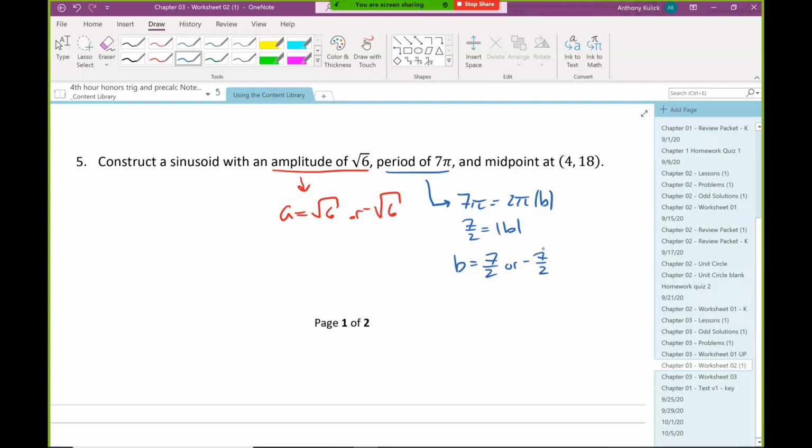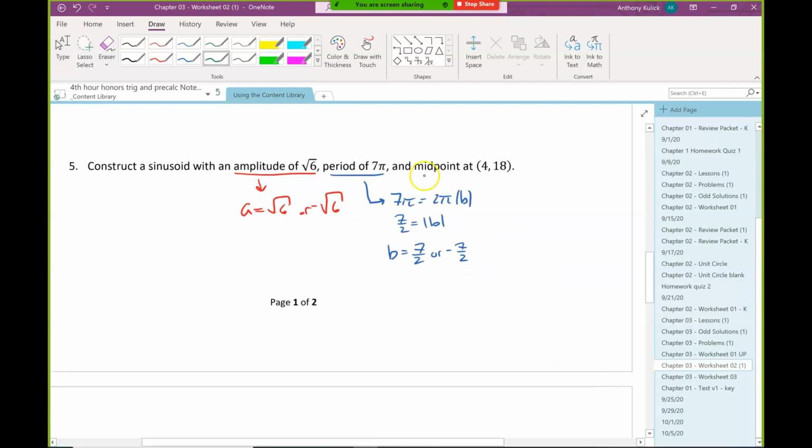Okay. And then we're told that our midpoint is (4, 18), right? Since I'm given a midpoint, which trig function would I prefer to use, sine or cosine? You can use either, but one of them definitely makes life easier than the other. Ben? Yeah, I would use sine here. If you're given midpoints or midline points, sine usually makes life much easier.